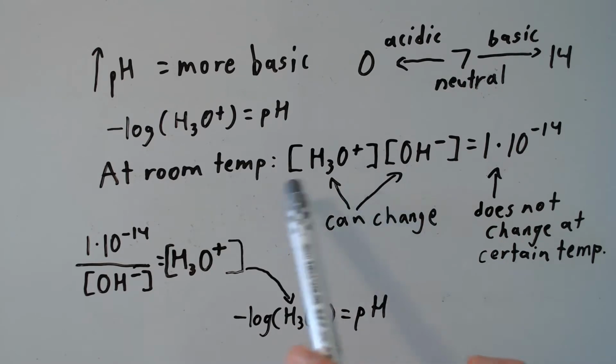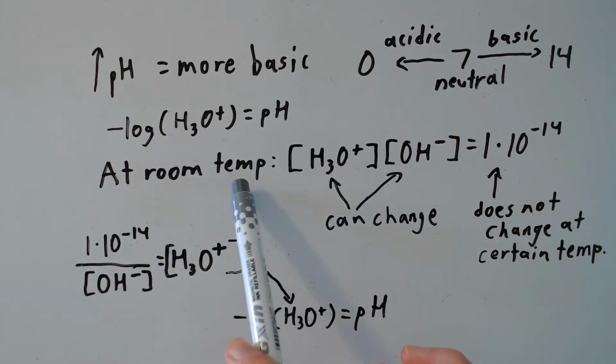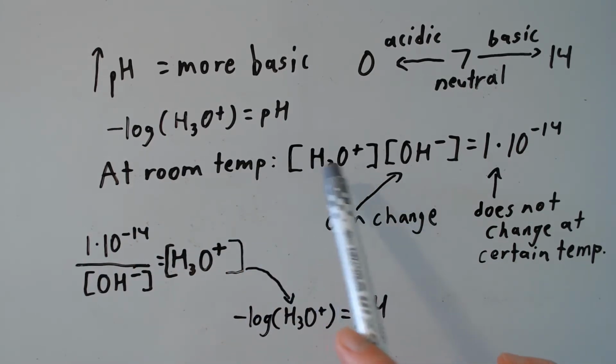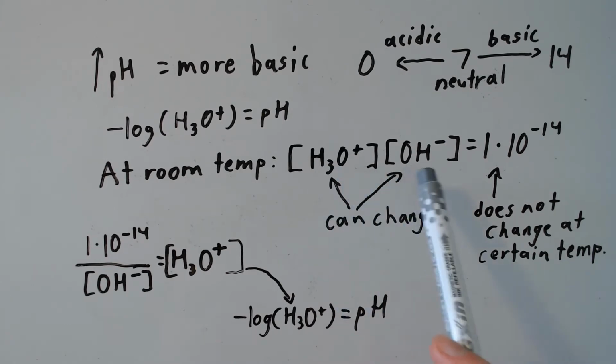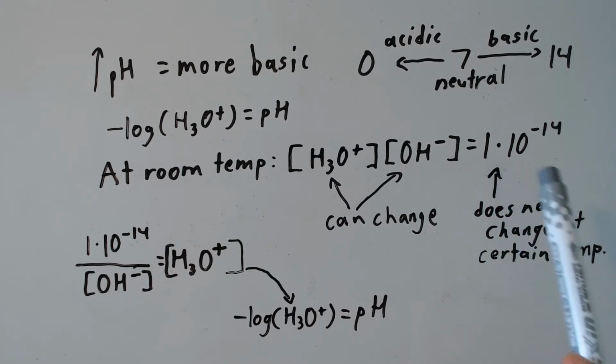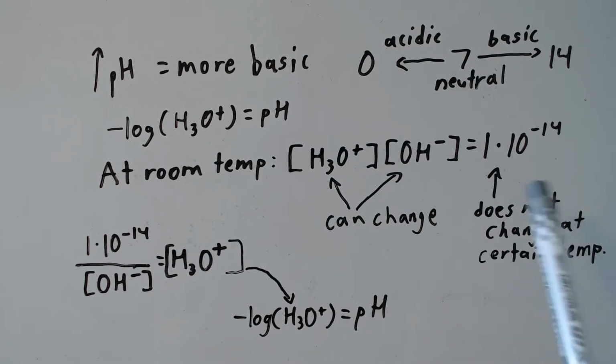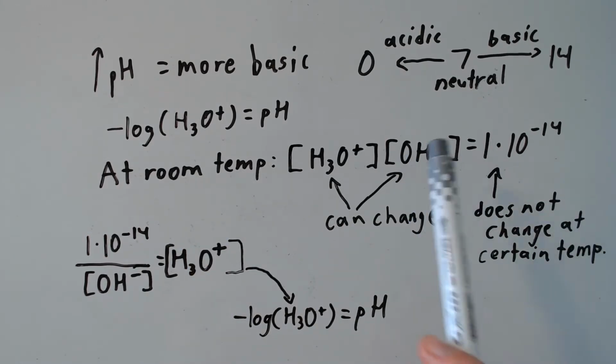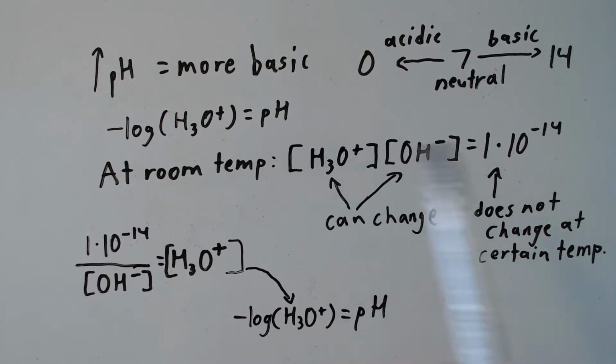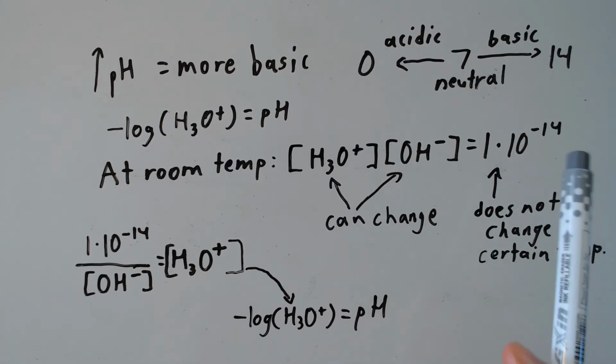Well, here's a simple rule that you can memorize to know how to convert between the OH- concentration and the H3O+ concentration. At room temperature, the product of the concentration of H3O+ and the OH- concentration is always equal to 1 times 10 to the negative 14th in water. And this 1 times 10 to the negative 14th does not change at that certain temperature. Unless indicated, always assume that the product of the concentration of OH- and H3O+ is going to be 1 times 10 to the negative 14. It's just a rule that you have to memorize.